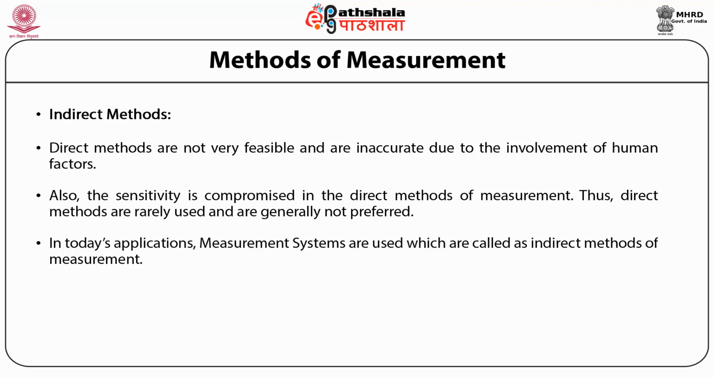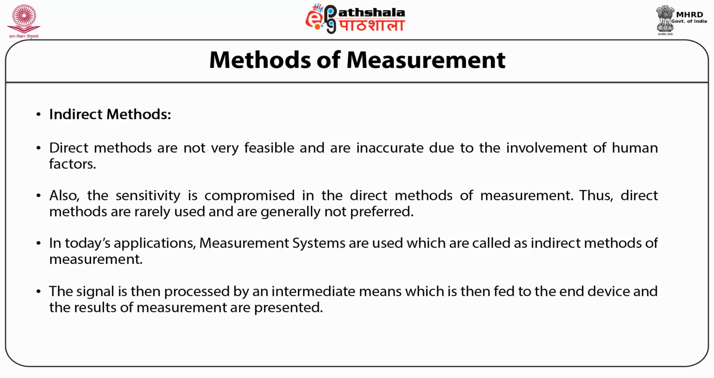In today's applications, measurement systems are used which are called indirect methods of measurement. These consist of transducing elements which convert the quantity to be measured into an analogous form. The signal is then processed by an intermediate means which is then fed to the end device and the results of measurement are presented.